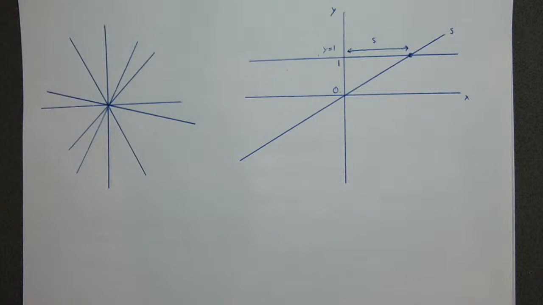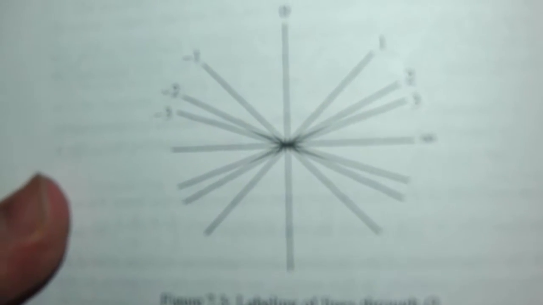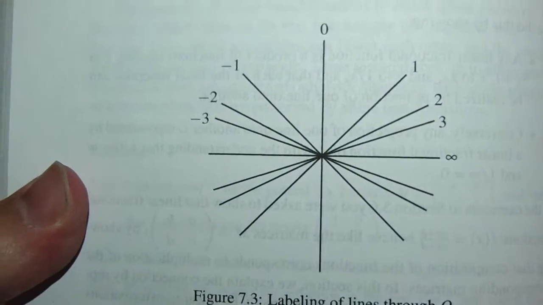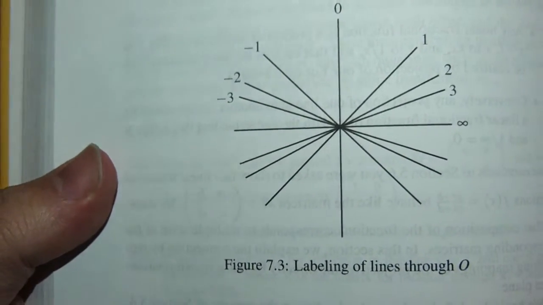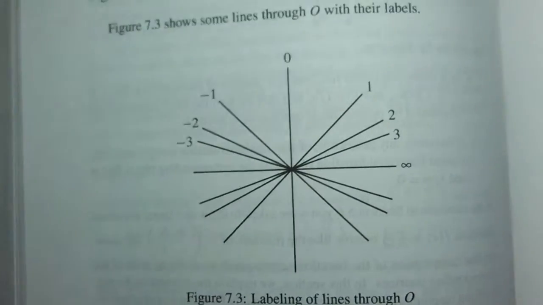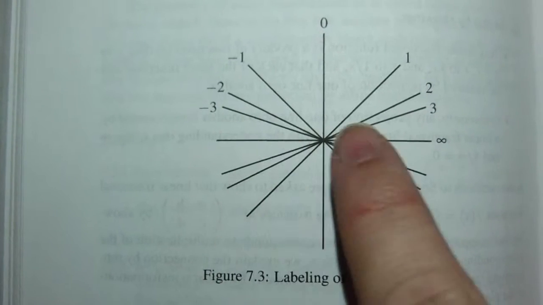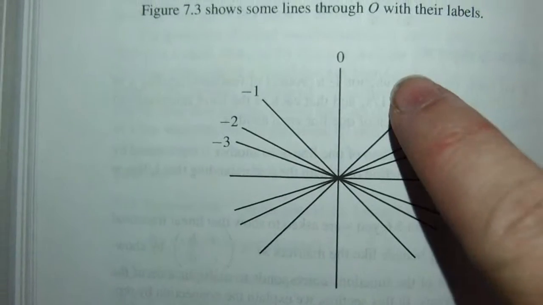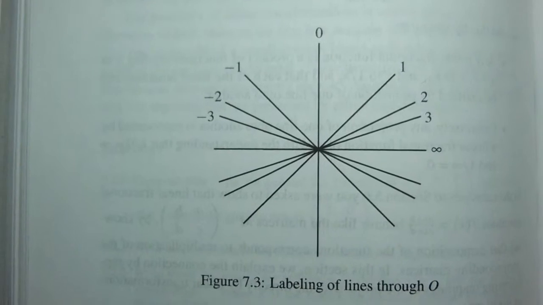All right. Now, here is what it would look like if I started labeling lines passing through the origin using that label s. Okay, so note as s gets bigger and bigger, these lines are getting more and more horizontal. We'll think about why that is in a second. And of course, eventually I have this label of this horizontal line, infinity.